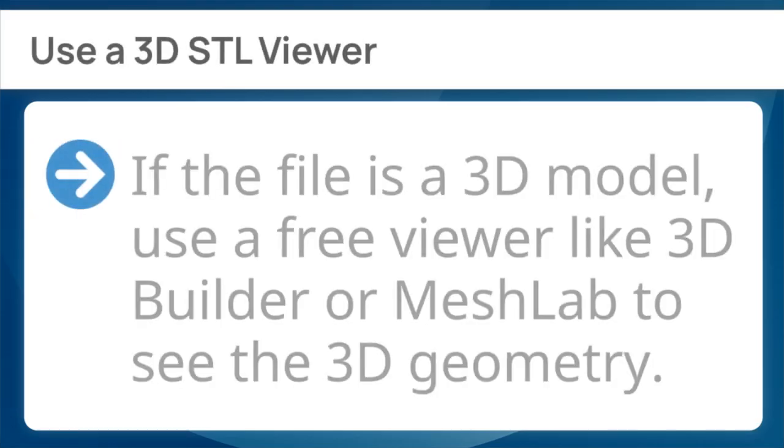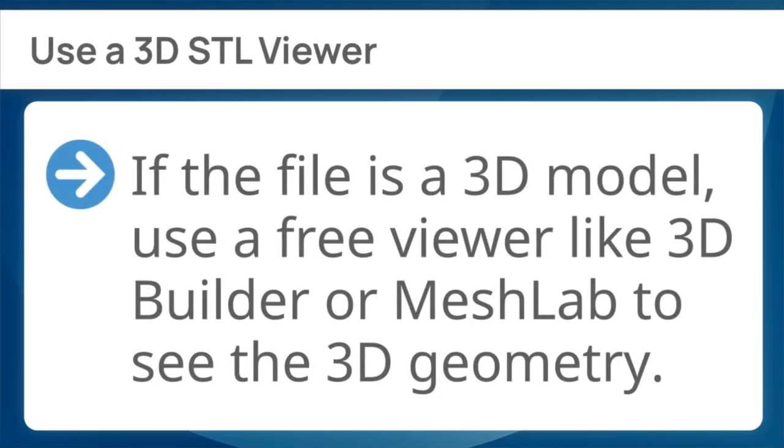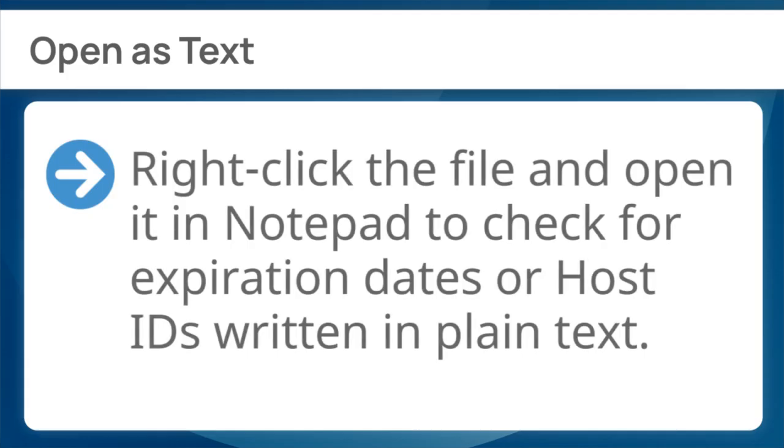Next, use a 3D STL Viewer. If the file is a 3D model, use a free viewer like 3D Builder or MeshLab to see the 3D geometry. Finally, open as text. Right-click the file and open it in Notepad to check for expiration dates or host IDs written in plain text.